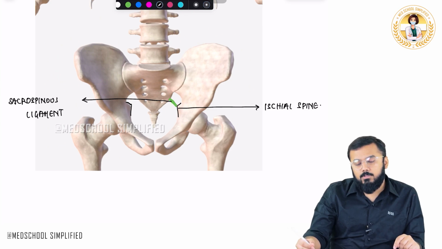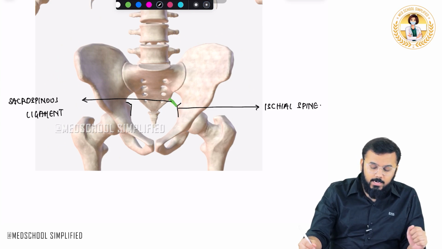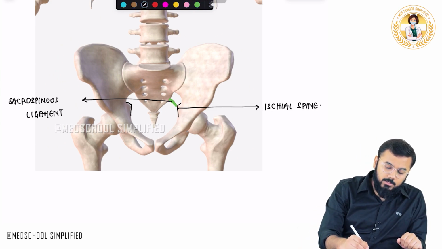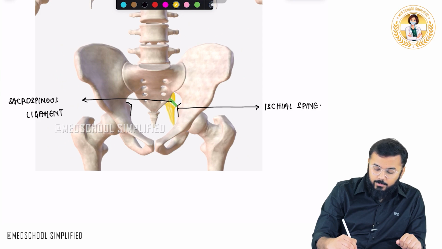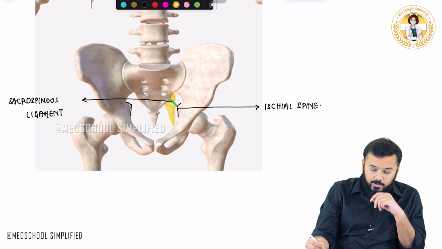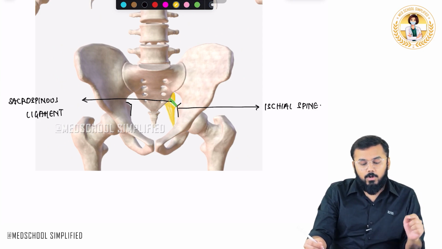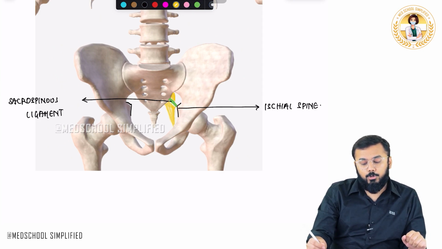Not only the sacrospinous ligament, we even have one more ligament, right? So let me draw this ligament over here. Where is this ligament present? This ligament is present all the way here. From here it is coming down like this, and it is attached here in this way. So one is the sacrospinous ligament, and behind the sacrospinous ligament we have another ligament called the sacrotuberous ligament.